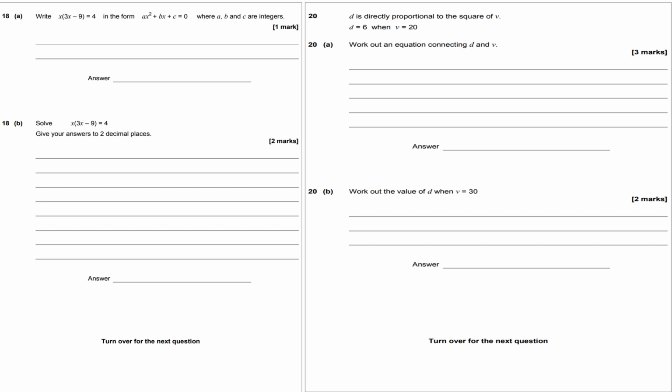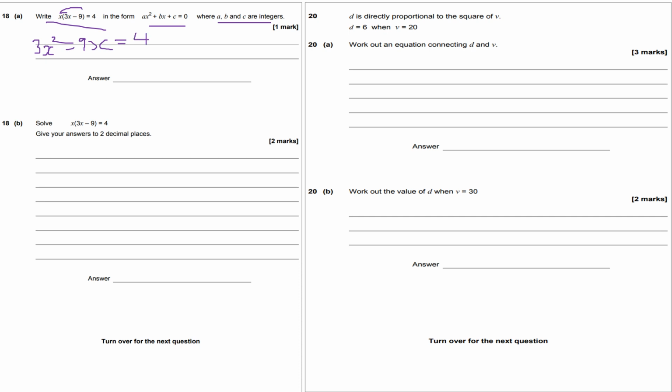Question 18. Write x brackets 3x minus 9 in the form ax squared plus bx plus c, where a, b, and c are integers. So I'm going to expand the bracket on the left hand side. x times 3x is going to be 3x squared. x times negative 9 is going to be negative 9x. That's going to be equal to 4.